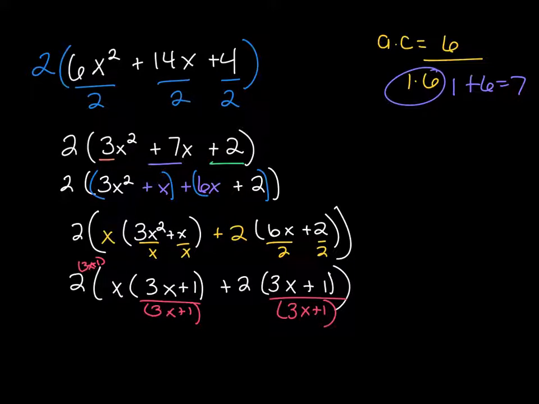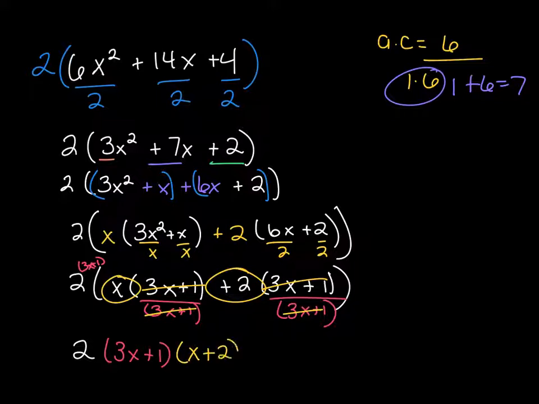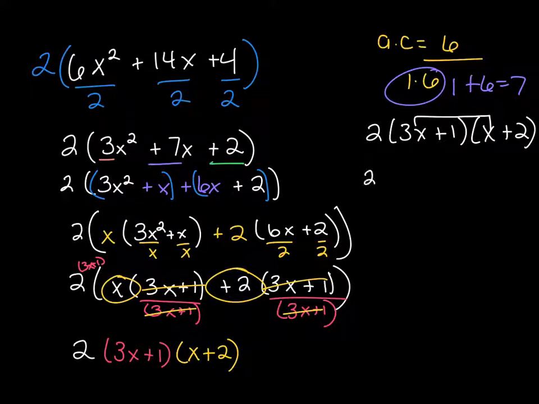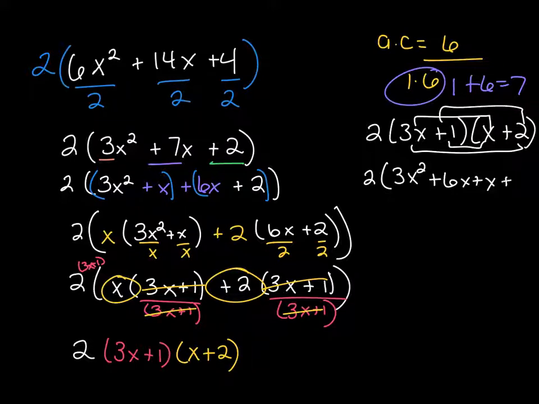So we have the 2 that we took out from the beginning, that permanent fixture, 3x plus 1. And when we cancel out that common factor, I'm left with x plus 2. So now let's check. 2, 3x plus 1, x plus 2. So let's FOIL the binomials. That gives you 3x squared, the outer, plus 6x, the inner, plus x, and the last, plus 2.